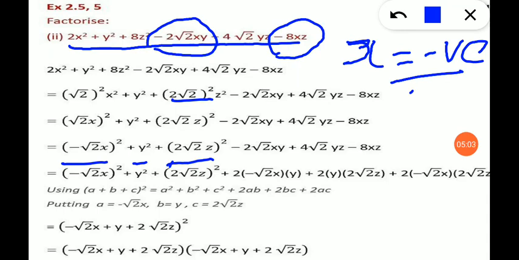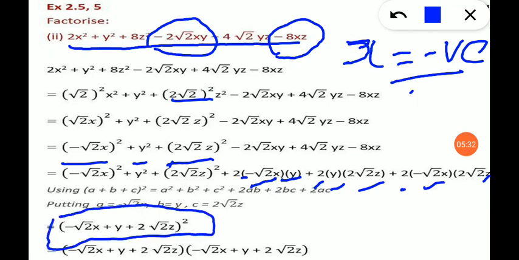Then we know it is 2ab, so a is minus root 2x and b is y. So 2 into minus root 2x into y, plus 2bc, so 2 into y into 2 root 2z, plus 2ac, so 2 into minus root 2x into 2 root 2z, and thus we get it as minus root 2x plus y plus 2 root 2z whole square. Understood?